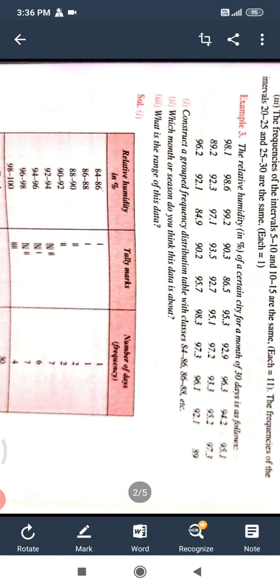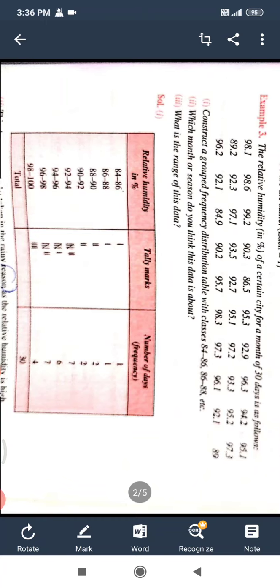84 to 86, then 86 to 88, 88 to 90, 90 to 92, 92 to 94, 94 to 96, 96 to 98, and 98 to 100. You can observe the highest number. Which is the highest number? 98.3 is the highest number.